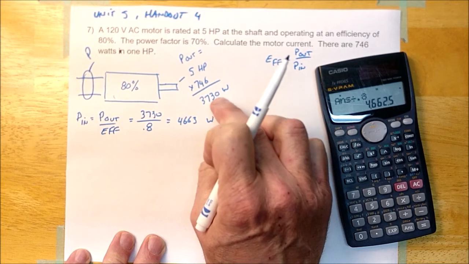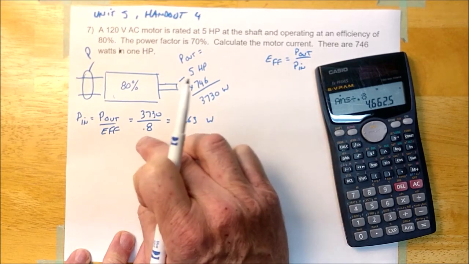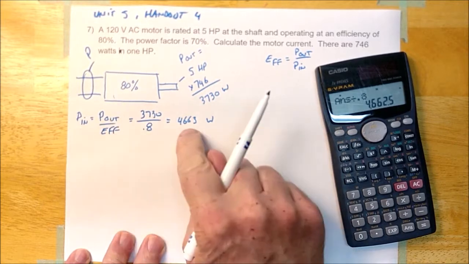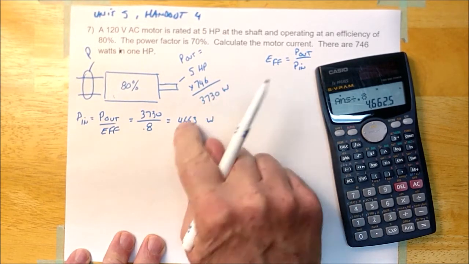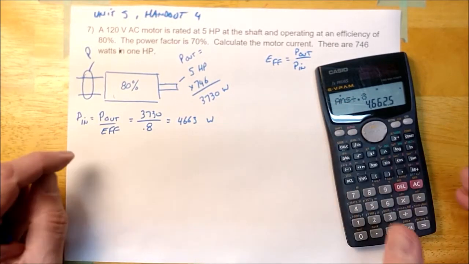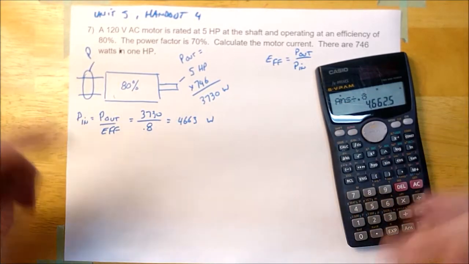Okay, and so this is 80% of the total power, which is why if I divide by 0.8, I'll get a bigger number. You want to make sure your input power is bigger than your output power when you're doing this question and questions like this. Okay, guys? So that's the first battle.